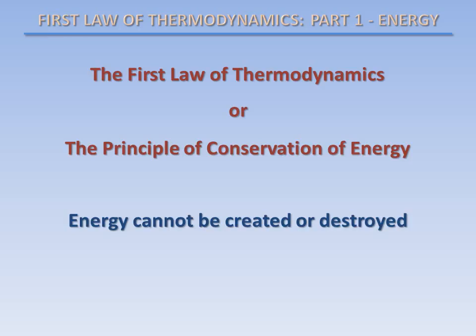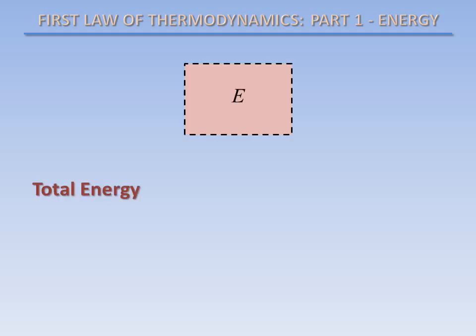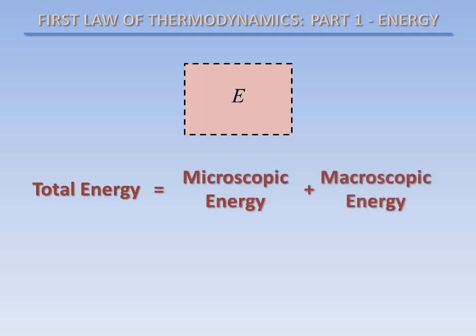Let's start by taking a look at the different forms of energy that a system can have. First, we'll define our system as some fixed amount of an arbitrary substance. This system contains some amount of total energy, which is denoted by the letter E. The total energy contained in our system can be classified as one of two forms: microscopic energy and macroscopic energy.